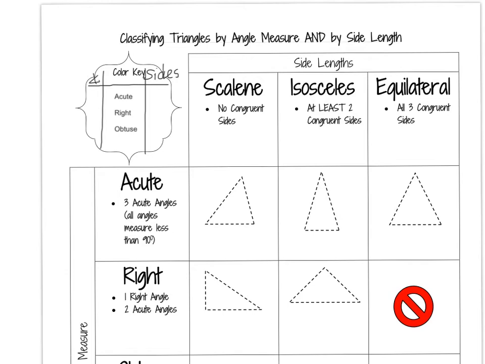Now let's look at your graphic organizer. So let's give colors first. For an acute angle, let's do red. For a right angle, let's do blue. And for an obtuse angle, let's do green. And then for congruent sides, let's go ahead and do purple.